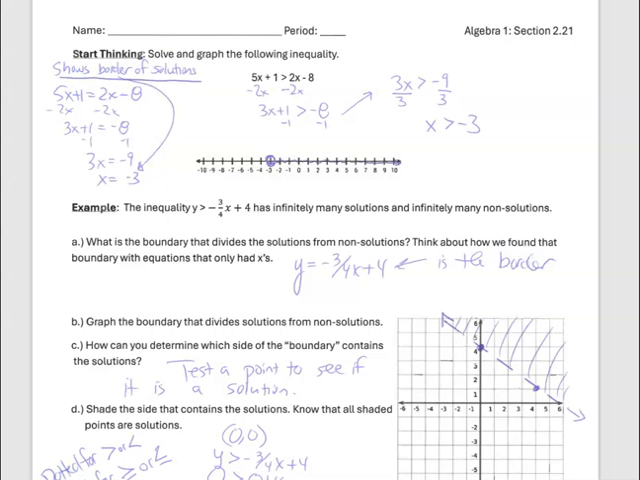Alrighty, I want to jump into 2.12. We are continuing with our study of inequalities. The start thinking part got the students to practice what they learned yesterday. You just had a basic inequality with just one variable, and after solving it, they had to graph it.